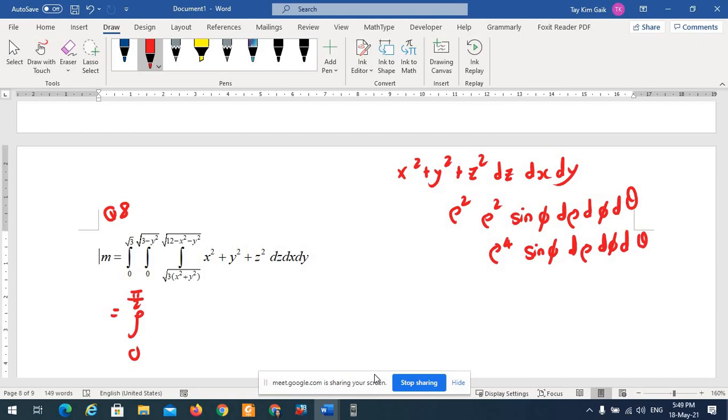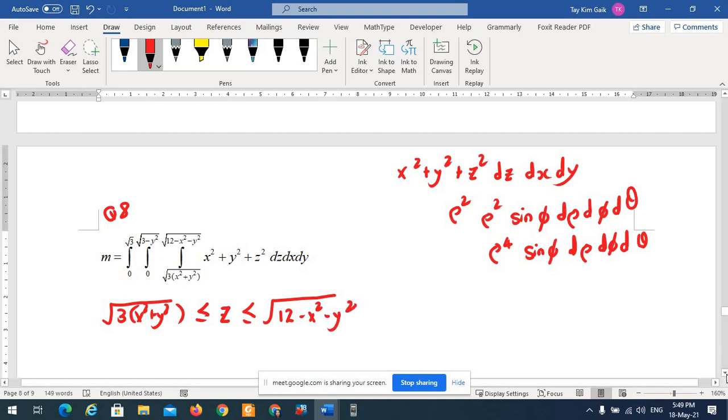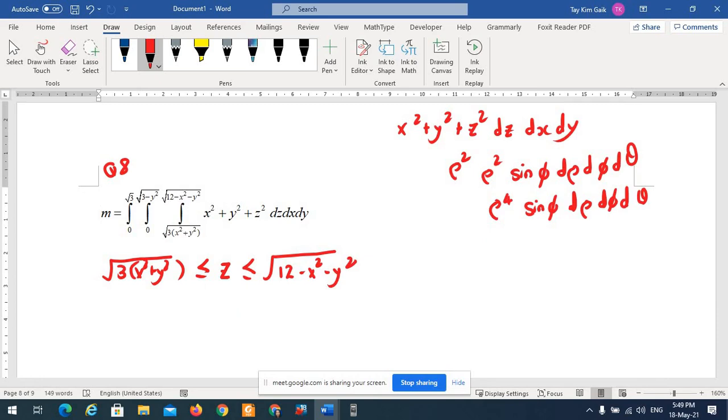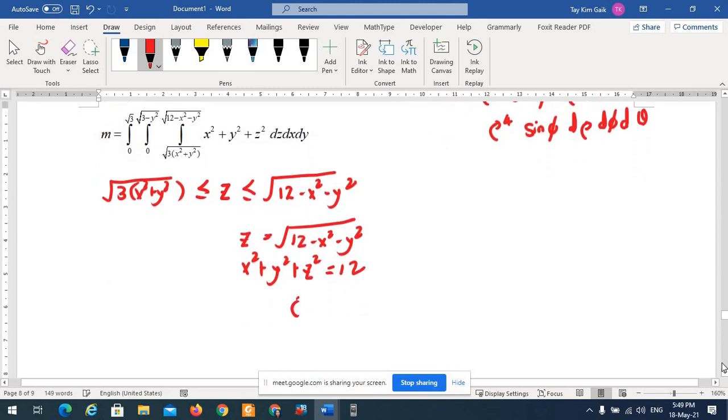And from the limits of z, z is from the square root of 3 times x squared plus y squared, up to z equals the square root of 12 minus x squared minus y squared. From the upper hemisphere, z equals the square root of 12 minus x squared minus y squared. Square both sides, you get x squared plus y squared plus z squared equals 12. So rho squared is 12, so rho is the square root of 12. So rho is from 0 up to the square root of 12.